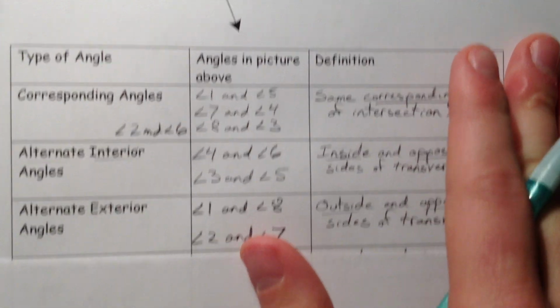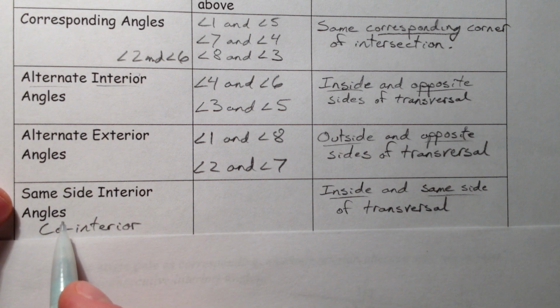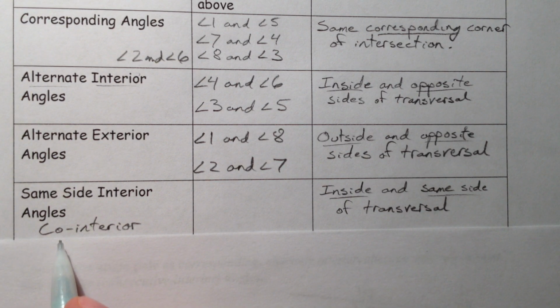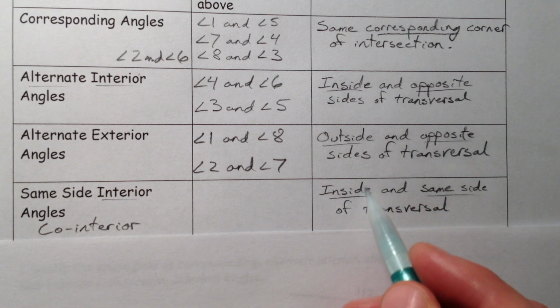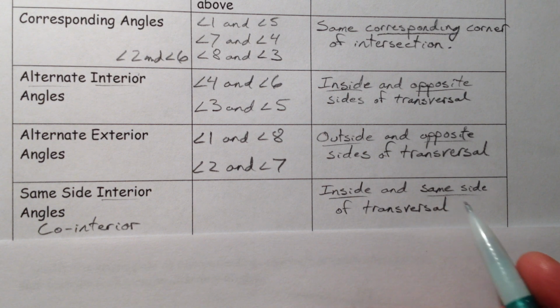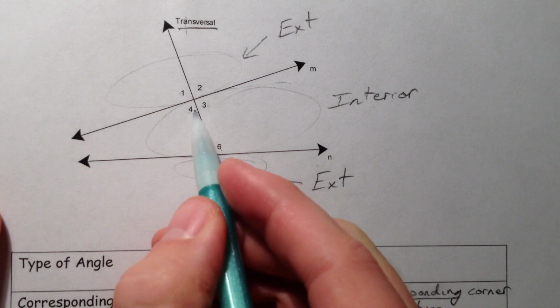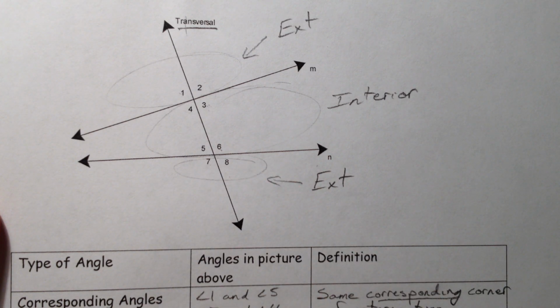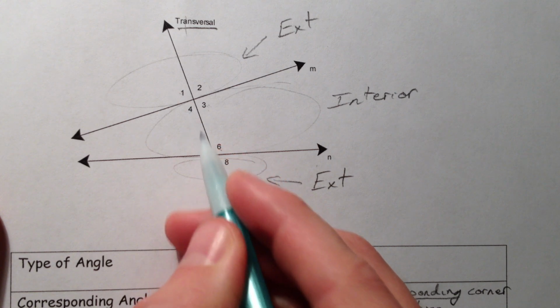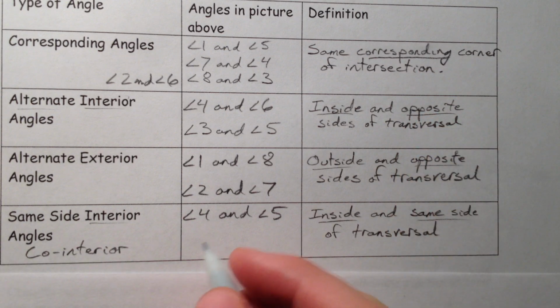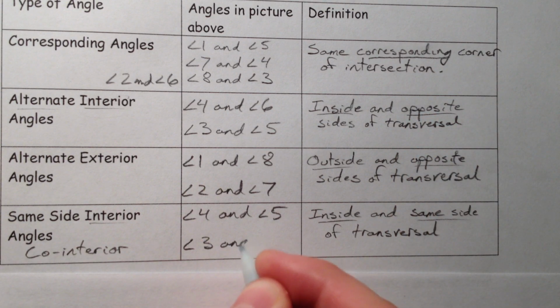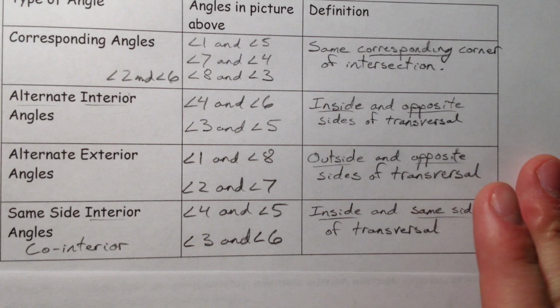And finally, you have ones that are called same side interior. Now, other people call them co-interior, but basically co means you're sharing, same side means they're on the same side. So interior, they're on the inside, so just like our alternate interior, they're on the inside, but they're on the same side of the transversal this time. So angle 4 is on the inside, and same side interior with it is angle 5. And angle 3 and angle 6, same side interior.